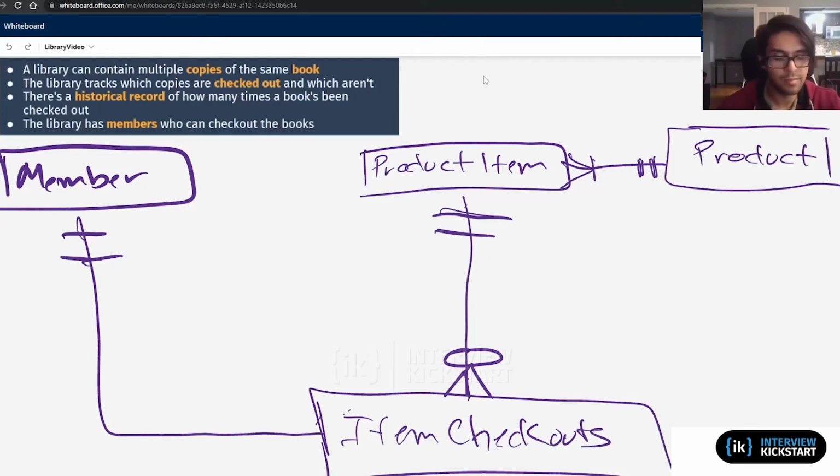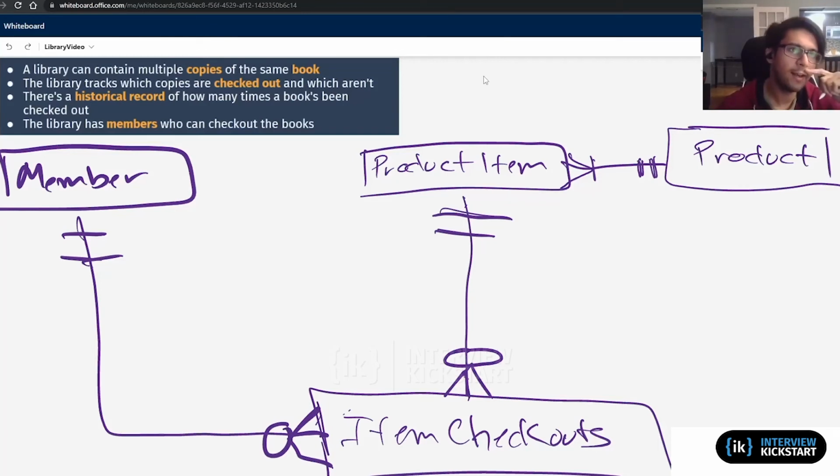A member can obviously check out multiple books or multiple products, so that's going to be our many. Now, what's the lower bound? Probably not realistic, but you could have people who get a membership and never check out items, maybe an employee who never checks out books. That's possible, so we'll have that as our lower bound.